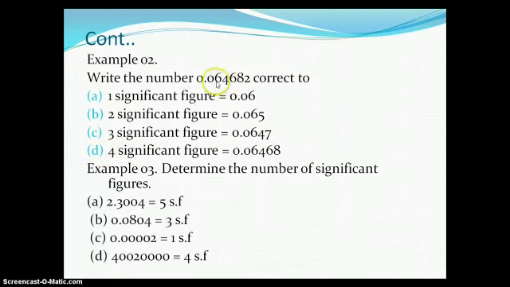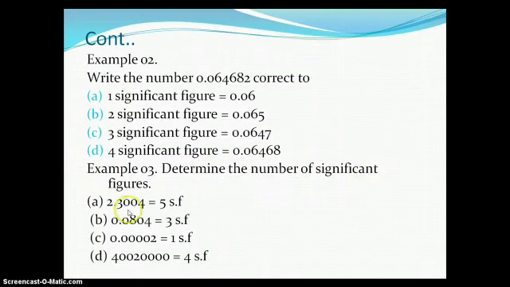Then we have 4 significant figures. We have to count 1, 2, 3, 4. The digit to the right is 2, meaning that it will remain unchanged. So 4 significant figures will be equal to 0.06468. Okay, example 3. Determine the number of significant figures.